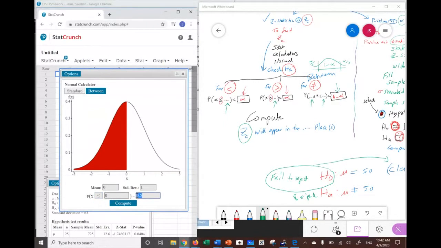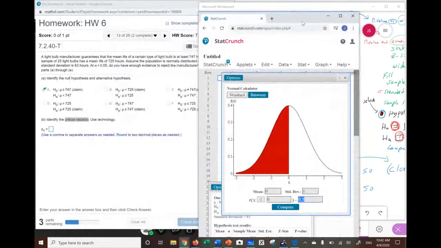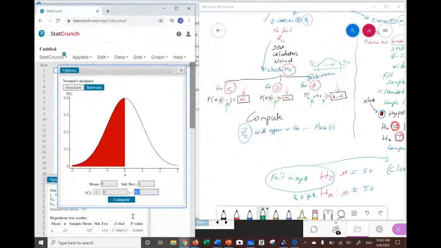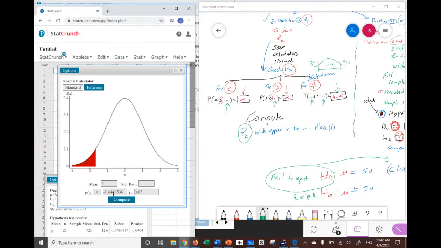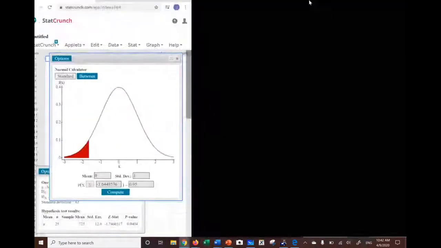And you go in the last box and fill alpha. What is alpha in our problem? Alpha in our problem is 0.05. So we're going to go in there and put 0.05. Now when you hit compute, you're going to get the Z critical, which is this Z critical. So let me move in there and copy it in here.